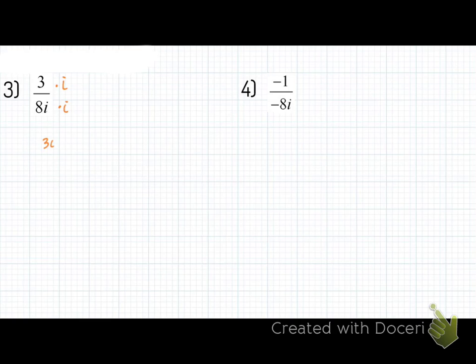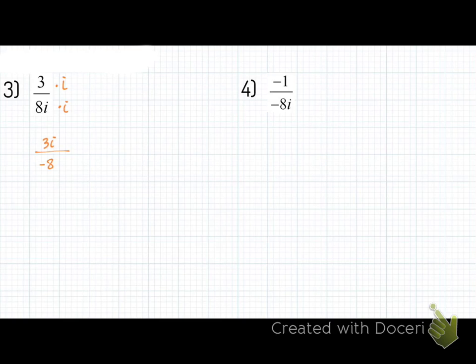Okay, 3 times i is 3i. Denominator, what's 8i squared equal to? That's going to be negative 8i times i. What? 8i squared. Okay, and then 8i squared is really what? Negative 8. Good, so let's just write negative 8. Let's just skip a step on that one. That's okay. Okay?